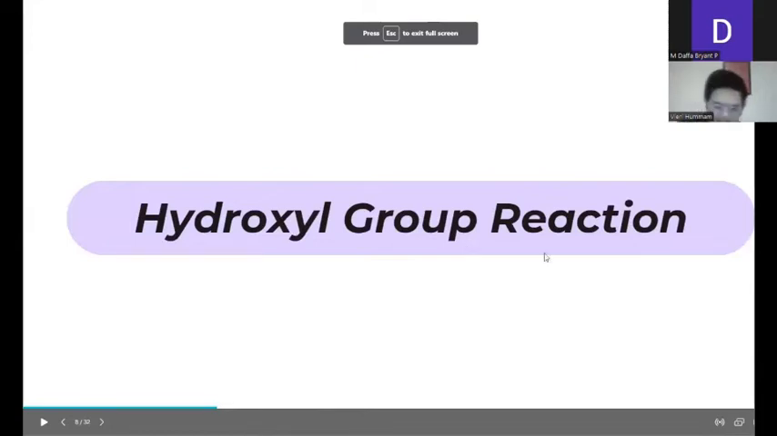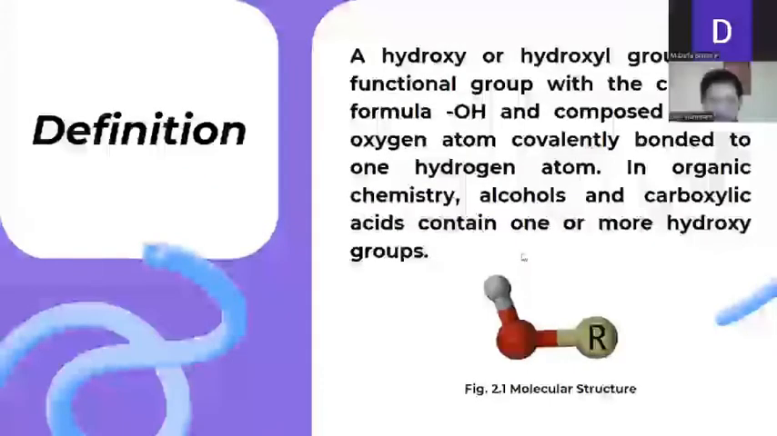Next slide. The definition of the hydroxyl group reaction: a hydroxyl group is a functional group with the chemical formula OH, composed of 1 oxygen atom covalently bonded to 1 hydrogen atom. In organic chemistry, alcohols and carboxylic acids contain 1 or more hydroxyl groups. Next slide.